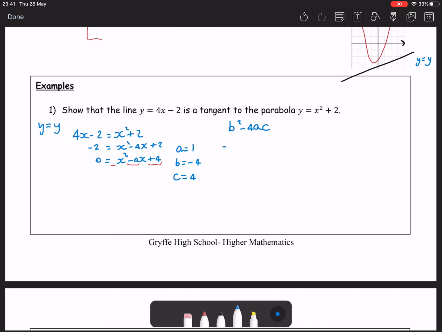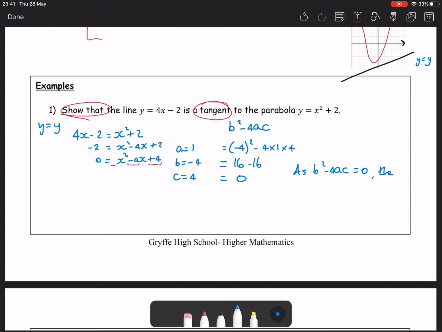b squared minus 4ac is equal to minus 4 squared minus 4 times 1 times 4. So we have 16 minus 16, which is equal to 0. The fact that the question stated show that you have a tangent, you were expecting 0 to come out. If you didn't have 0, then something was wrong. Okay, statement-wise, very similar to how we would have communicated previously. As b squared minus 4ac is equal to 0, that's what you found.